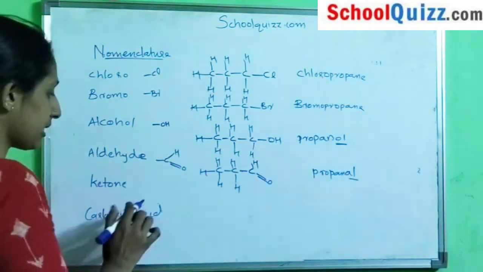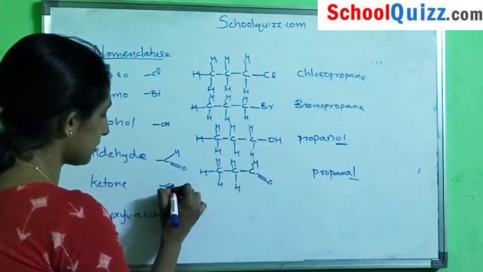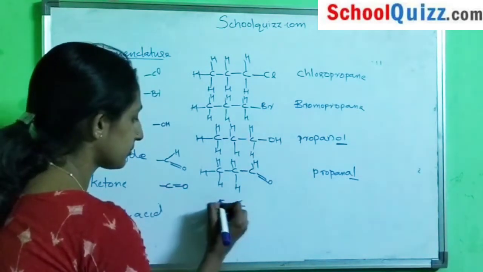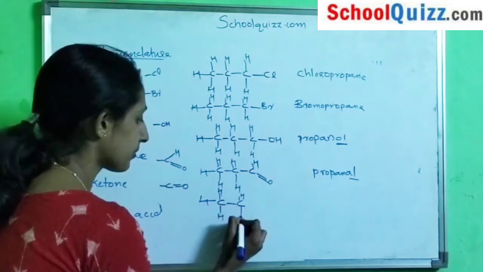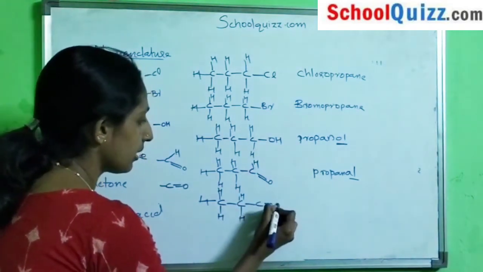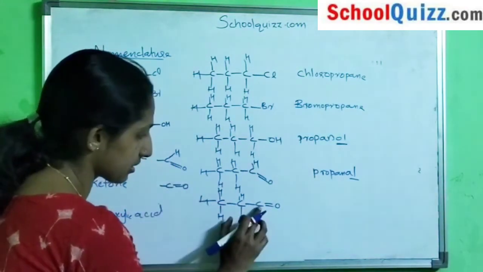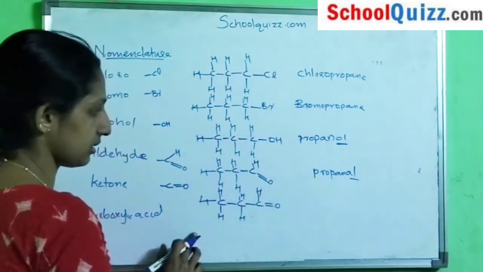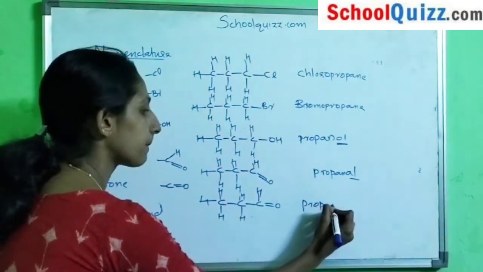Okay. Next we can look at the ketone. Ketone means this C double bond O. So we can write the carbon chain like this, and this is substituted by a ketonic group. So we can check whether the valency is satisfied. If this carbon is satisfied by 1, 2, 3, we can write 1 more hydrogen. This is known as propanone.